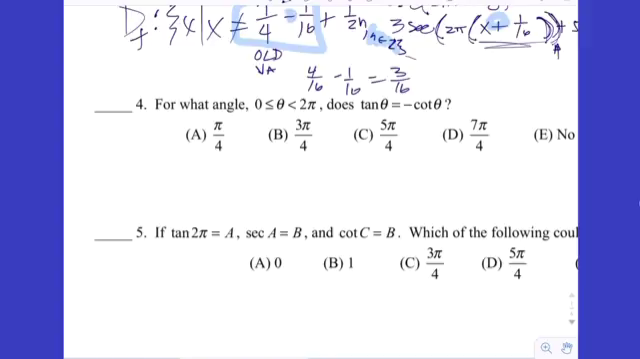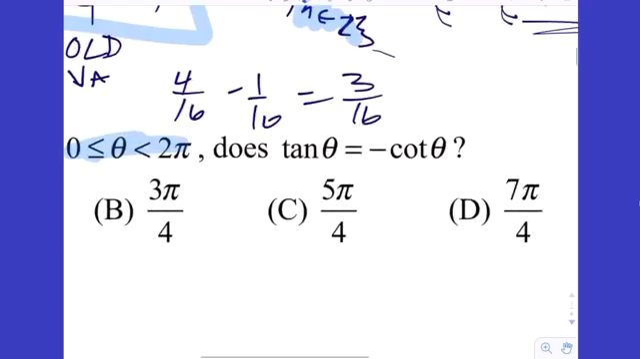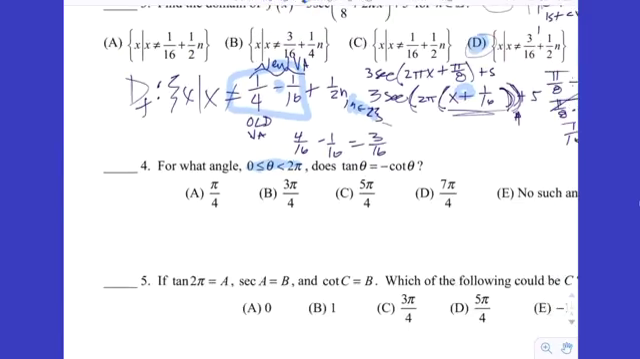All right, number 4. For what angle between 0 and 2 pi, so that's within 1 rotation on the unit circle, does tangent equal negative cotangent? Man, how do you even begin to do a problem like this? Anyone get it right and want to share your method?